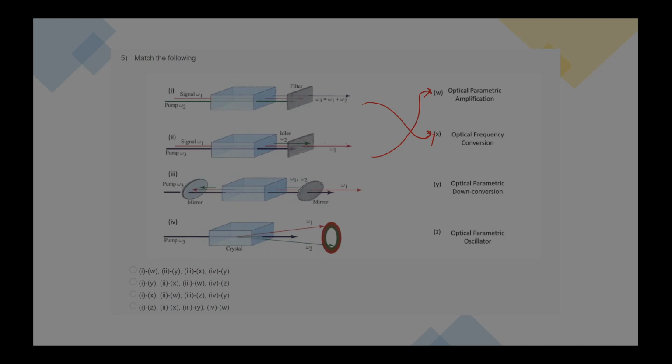Anirudh, not sure, which one? So the third one is like this: oscillation is happening. Two mirrors are there, then oscillation will happen. Optical parametric oscillation, because only omega 1 is coming out. If you give pump omega 3, and inside this omega 1 and omega 2 are there, only omega 1 is coming out because of oscillation. And the fourth one is down conversion here.